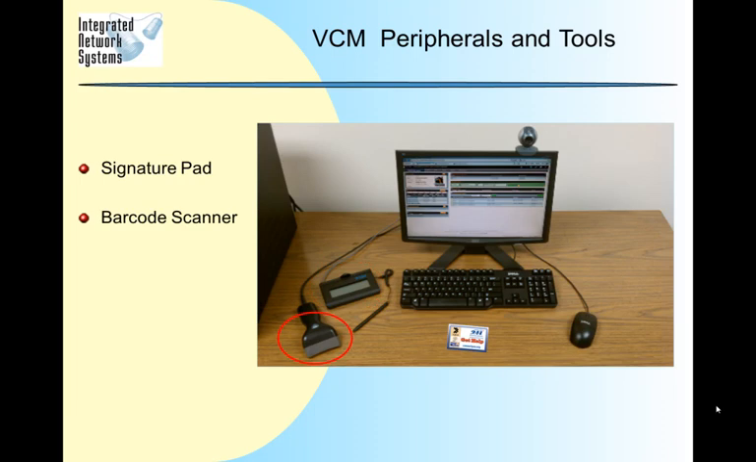The barcode scanner. The barcode scanner can scan the VCM ID card, or it can scan quick services. The web camera. The web camera allows you to take a photo of the client and store it in their file. It also will allow you to take photos of their driver's license or their birth certificate or any other documentation that you would want attached to their file.